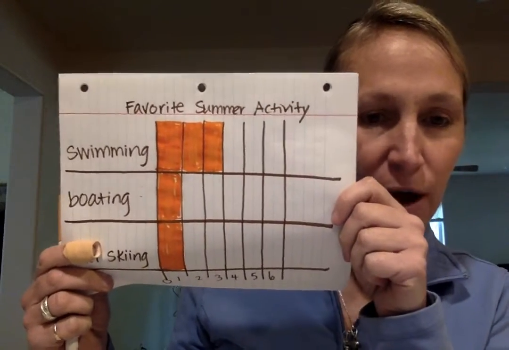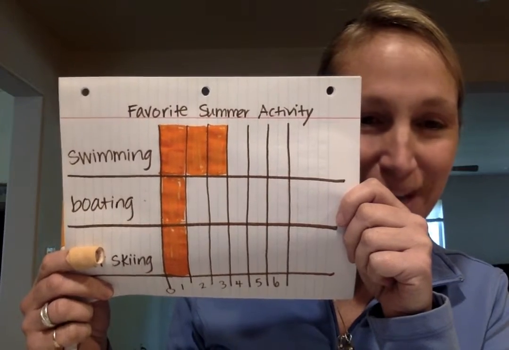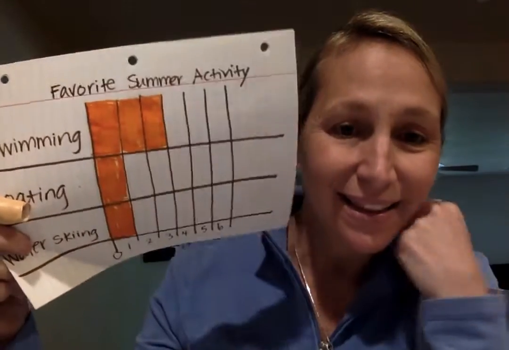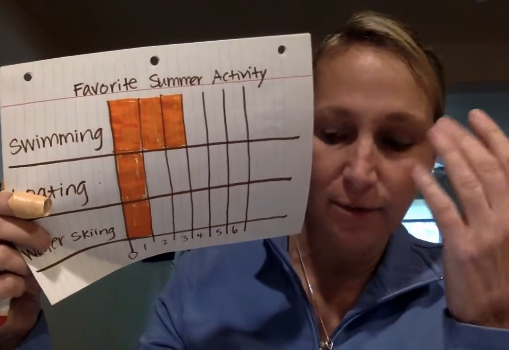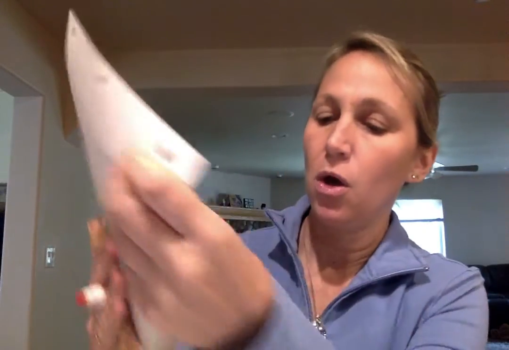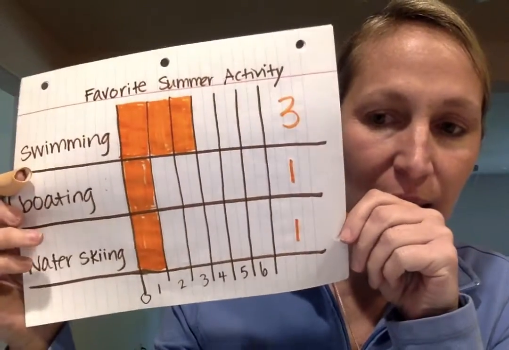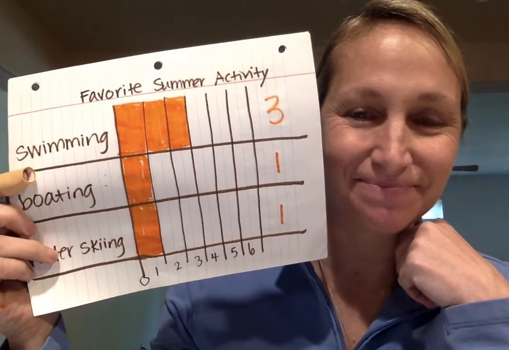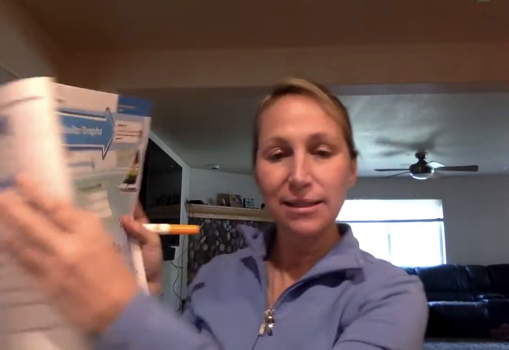This is a horizontal bar graph, and sometimes you can see vertical ones as well. But literally, it's a way to organize information. So I could say 1, 2, 3, total 3 people liked swimming, 1 boating, and 1 water skiing. Okay, so that's how we did the first one. If you guys could please turn your page to 536, we're going to take a look at those pages here.